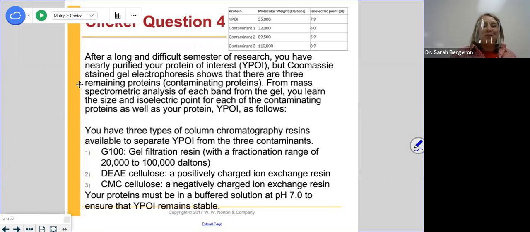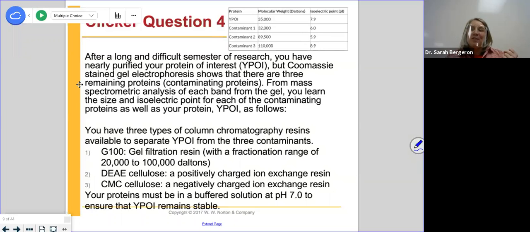Okay, I'm super excited about this question. I had so much fun with this one. All right, you have had a long and difficult semester. I know. And you've been doing research and it's been so challenging, right? And you have almost purified your protein of interest. And I'm going to call this protein of interest YOPI, right? Your protein of interest, YOPI, okay? So this is your YOPI protein.